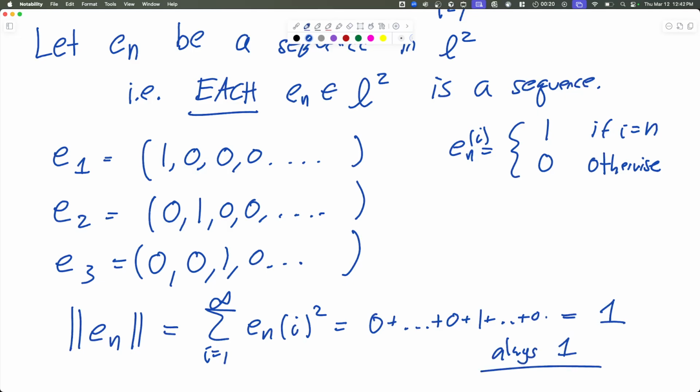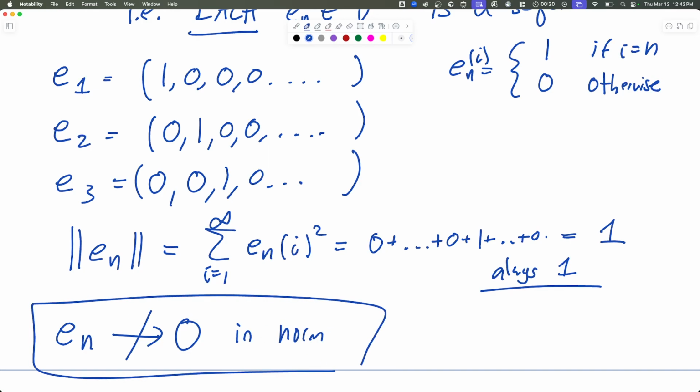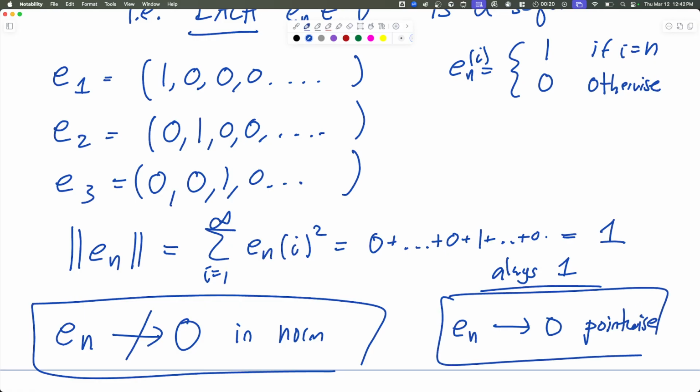So En is always norm 1. It's definitely not converging to 0 strongly. So En does not go to 0 strongly in norm. Right? Because if it did go to 0 in norm, then the norm of En would have to converge to 0, and it's not. The norm of En is always 1. You might remember from chapter 1, we said that En goes to 0 pointwise. And that's because if you evaluate it at every single point, it's eventually 0.